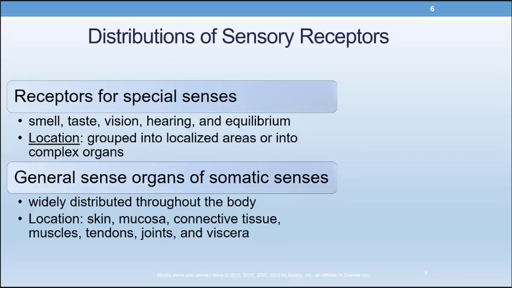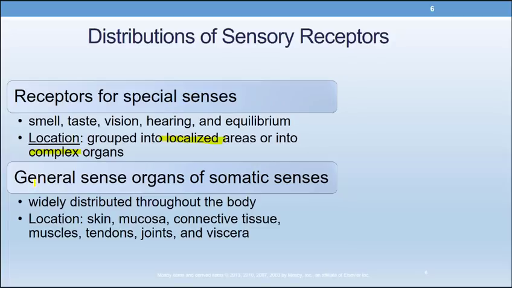We can classify sensory receptors based on what they are used for. So we can look at it from a special sense and a general sense perspective. When it comes to special senses, which we're using really for receiving information about things such as smell, taste, vision, hearing, and equilibrium, these receptors would be found then in your nose, in your mouth, in your eyes, in your ears, etc. But they're found really grouped to localized areas within complex organs, so more localized usually.